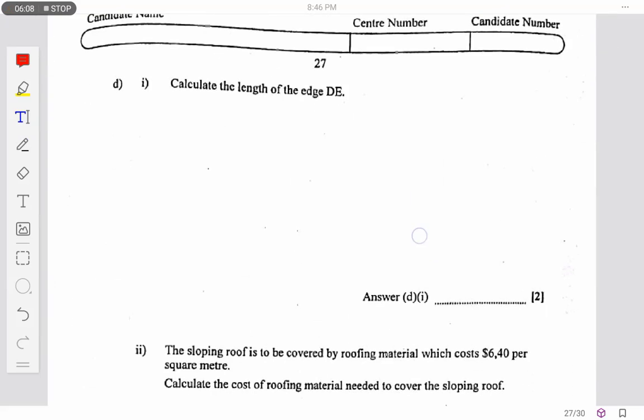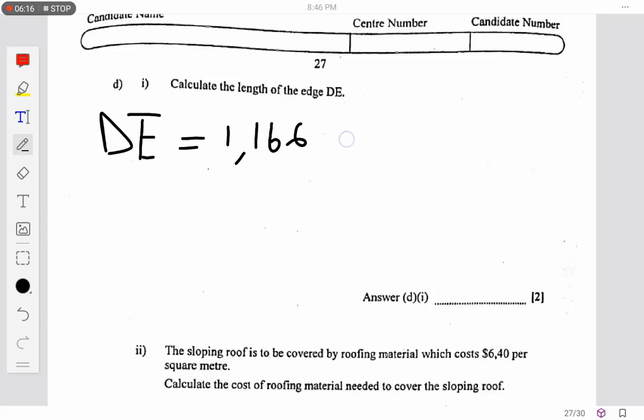Now let's go to the last part. I've answered this part. DE, we said DE is 1.166, which you can write as 1.17 meters there. Okay, that's the slant height. DE is the slant height. This is the slant slope height, okay, the slant height there. Okay, let's move on.